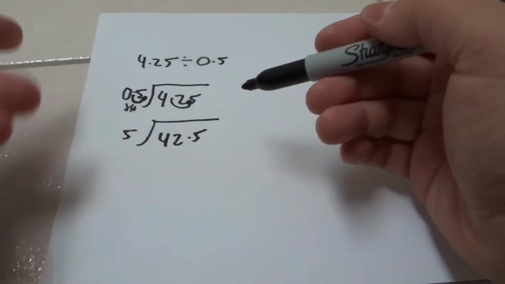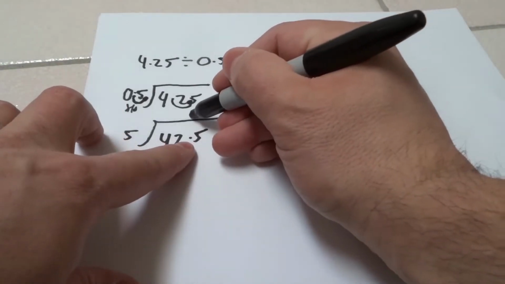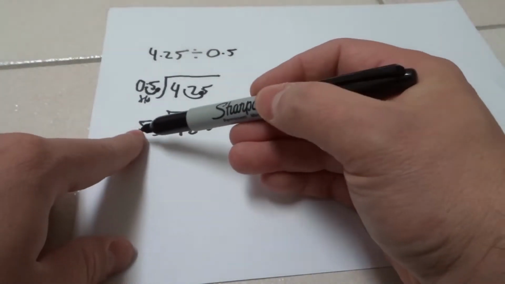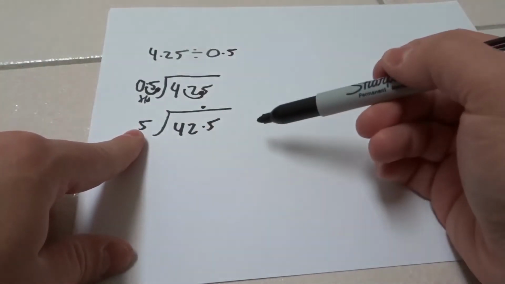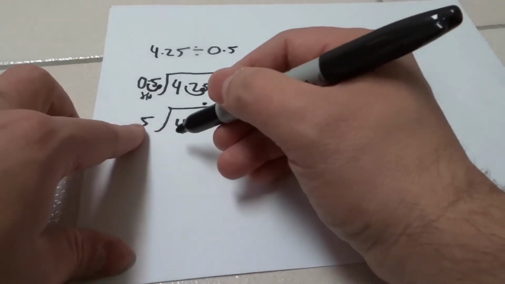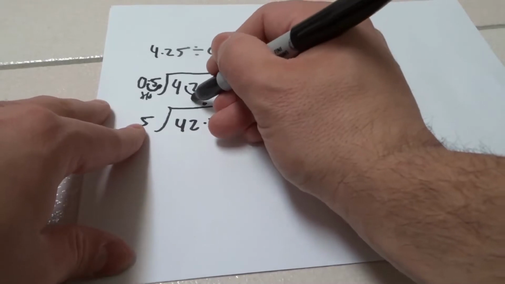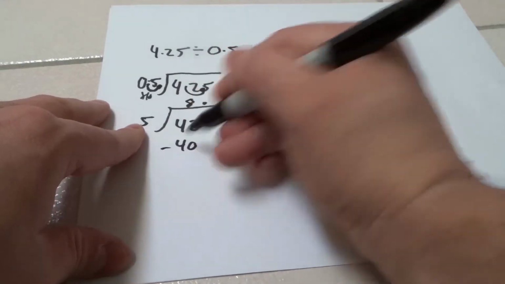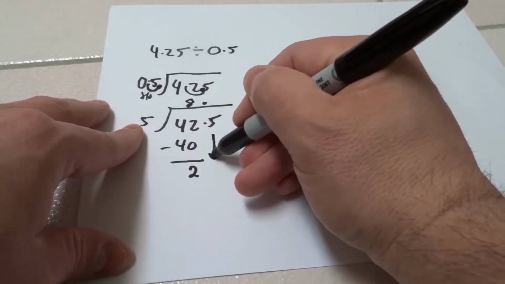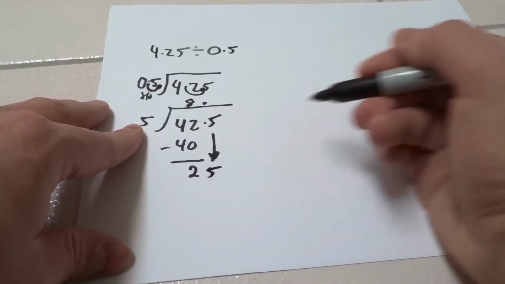Now we just do our regular division. We take our decimal and bring it straight up because we have a whole number on the outside. Can 5 go into 4? No, it can't. Can 5 go into 42? Yes, it can. The closest number is 5 times 8, which gives you 40. So let's subtract that. 42 minus 40 is 2. Bring down the 5, and this is now 25.